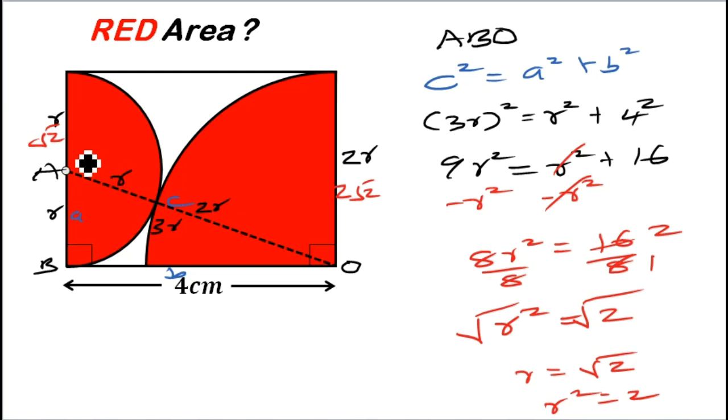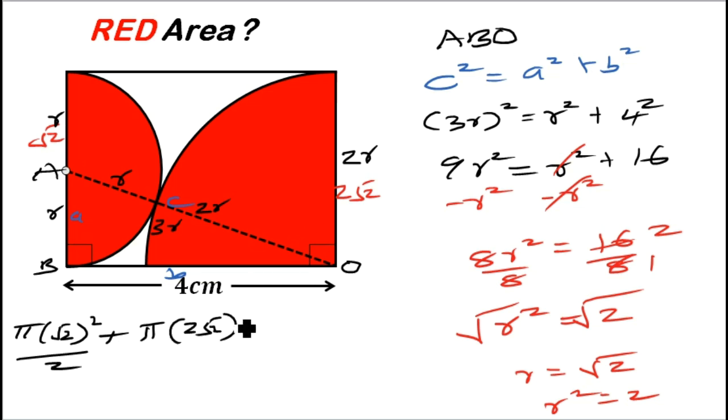So having found the radius of both the semicircle and the quarter circle, how do we now determine the red area? So what is the red semicircular area? The red semicircular area is going to be pi r squared over 2. Remember the radius of the semicircle is root 2. Then plus the area of the quarter circle, which is going to be pi r squared divided by 4.